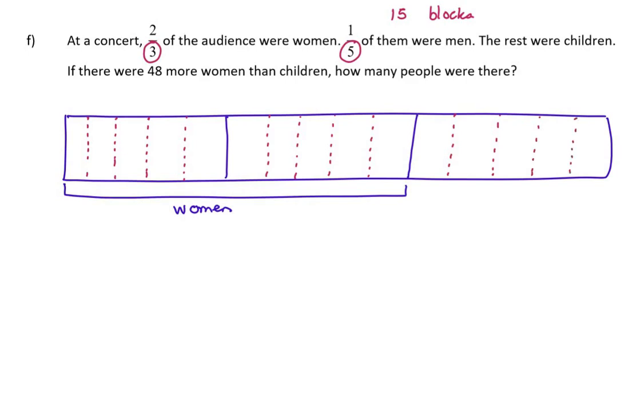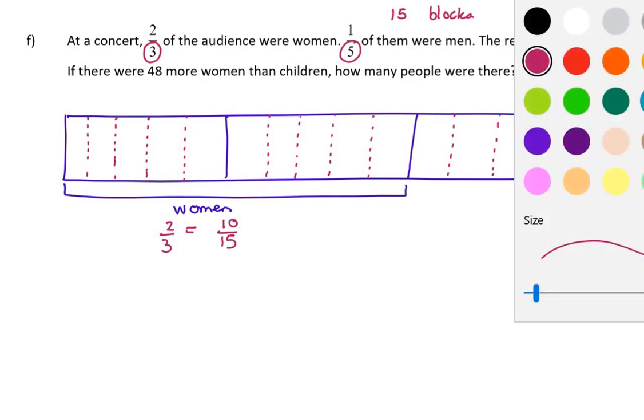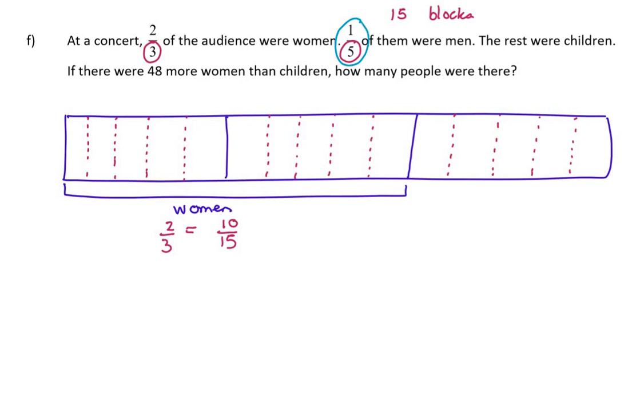So how many women? Well, there's 2/3. But if you now look at the fact that there's 15 blocks, if you count them up, there's 10 blocks out of 15 which are women. Now this question then says 1/5 of these are men. So if the men equals 1/5, how many blocks would that be out of 15? So I'm timesing by 3, timesing by 3. An equivalent fraction would be 3 out of the 15 would be men.